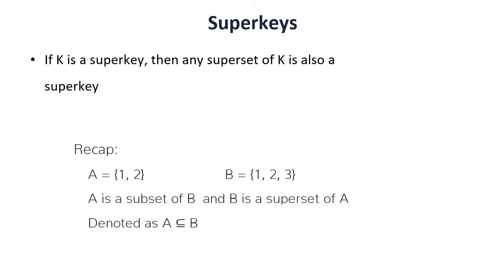So if A alone can identify each row uniquely, even if we add some additional attributes into the set A, that still can uniquely identify the rows. So that's why we say if K is a superkey, then any superset of K is also a superkey.